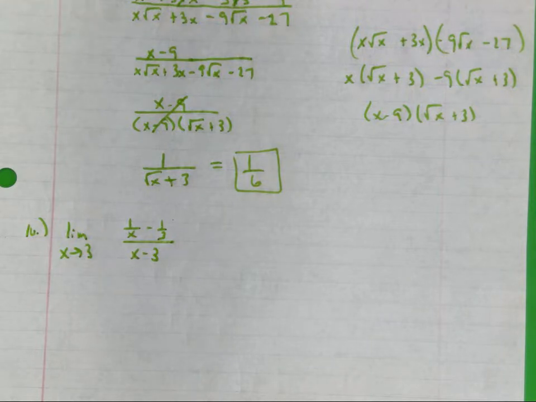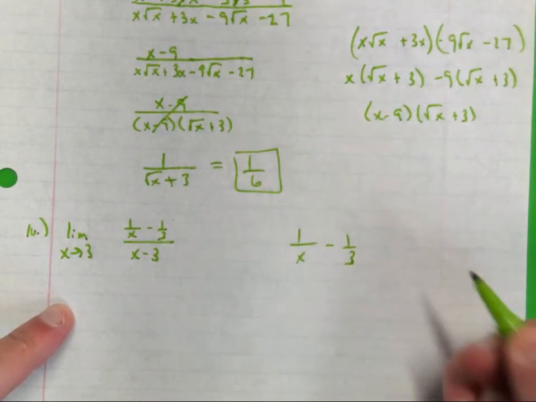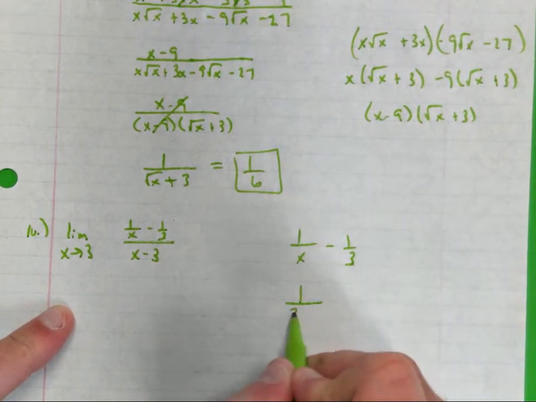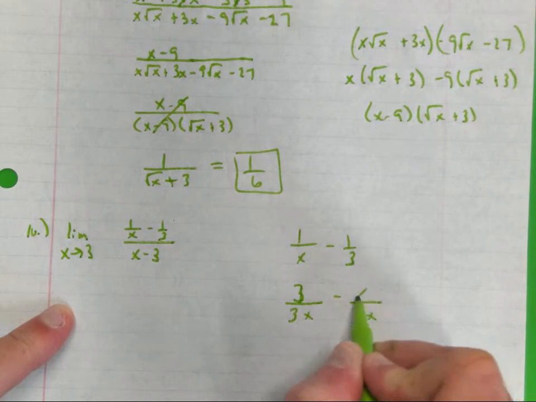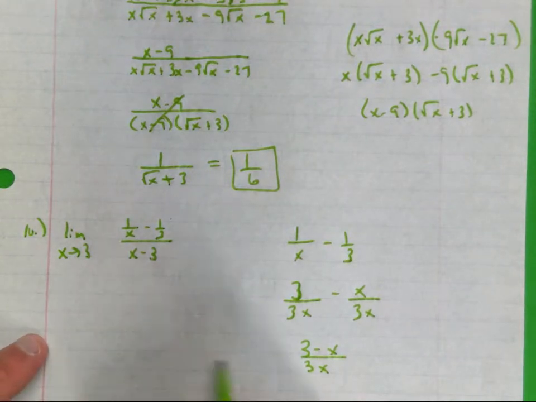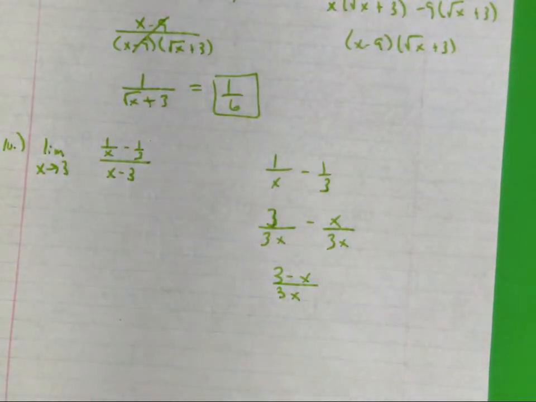So I'm going to come to the side. What's your common denominator between x and 3? 3x. So if I multiply this by 3x, this is going to be 3 up here. That's going to be x. So I get 3 minus x over 3x. So now I'm going to put that back over here. Or, hold on, I'm just going to leave it right there for a minute. So that is the numerator. That's the solution to the numerator here.